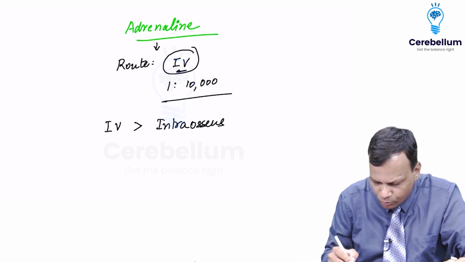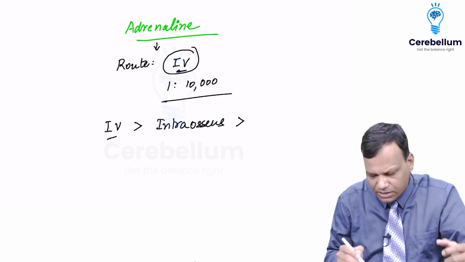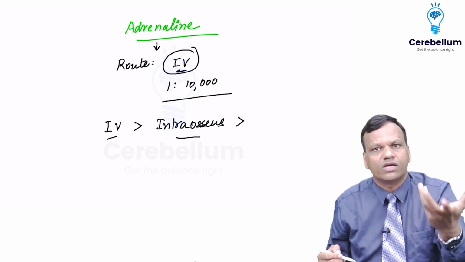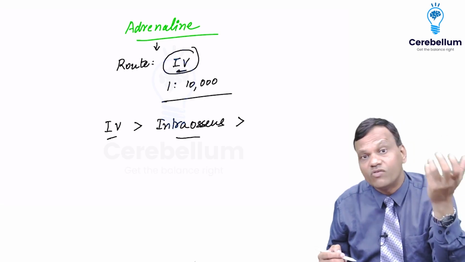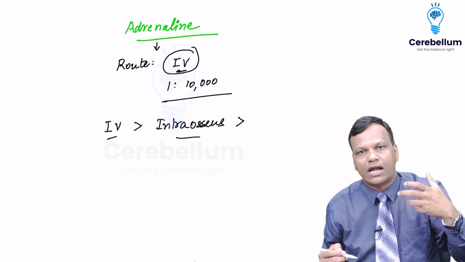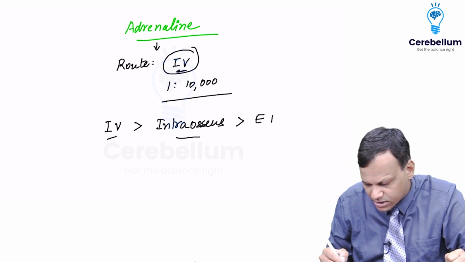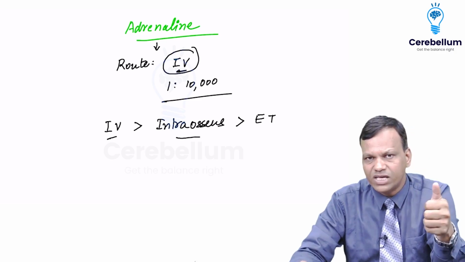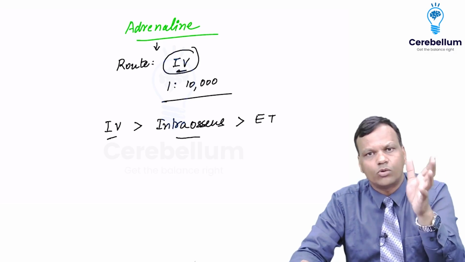Now suppose we are not able to find the vein, so we cannot give IV. Then we do not have the needle to inject into the tibia, so we cannot give intraosseous also. Then by which route will you give? Yes, now we will intubate the patient, and after intubating we will give it through the endotracheal tube. So the third preferred route is endotracheal. In this sequence we will decide the routes. Preferred is IV; if not available, intraosseous; if that cannot be given, endotracheal.